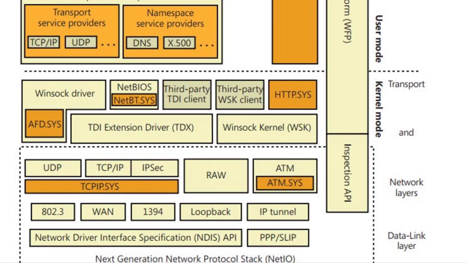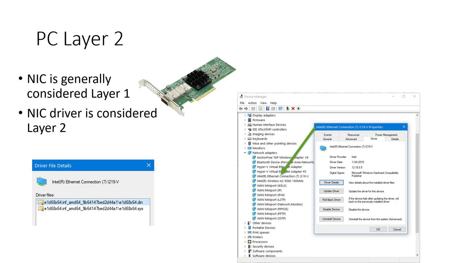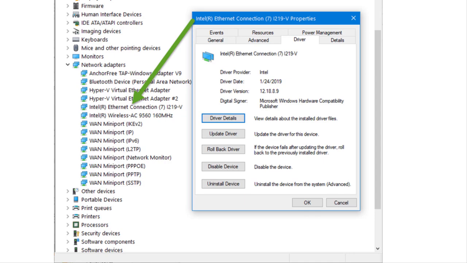How do we understand layer 2 with a PC? Generally, the network card, the physical network card, is considered layer 1. The network card driver is considered layer 2. Now, that's not a hard and fast rule. Most people consider that a good dividing line.